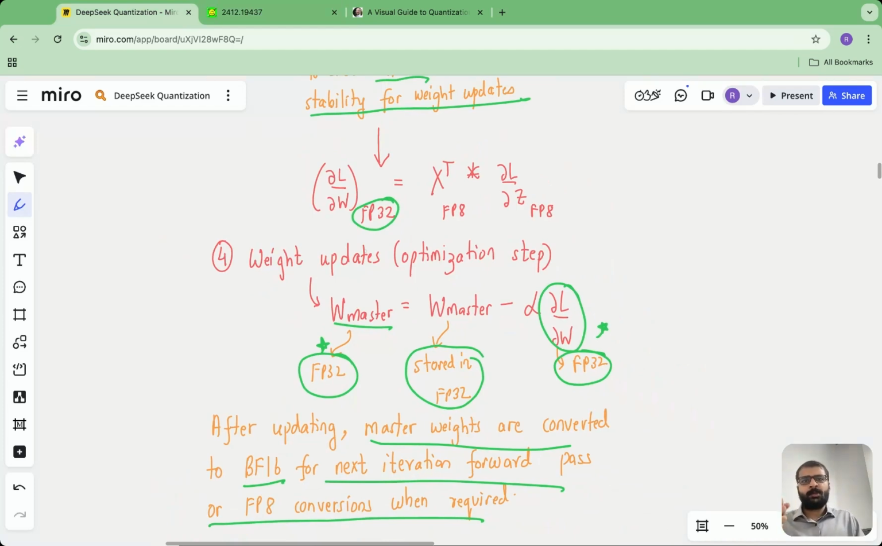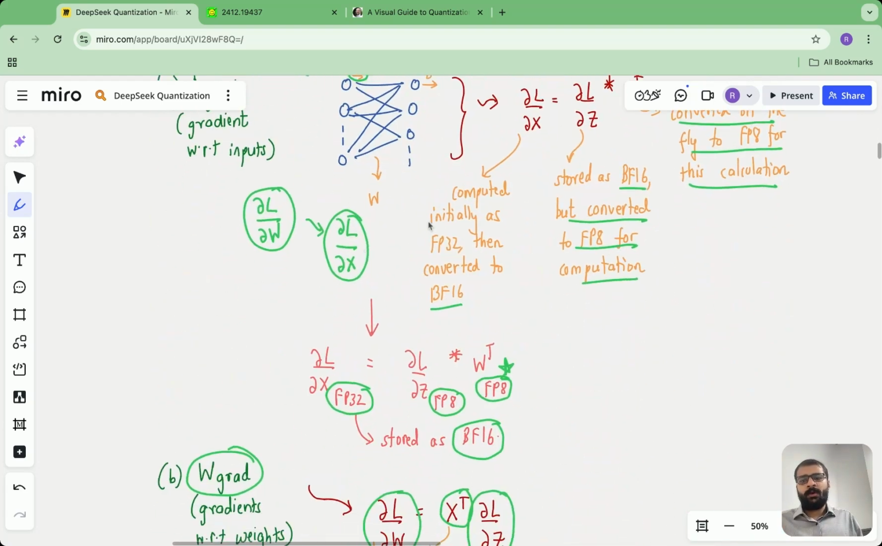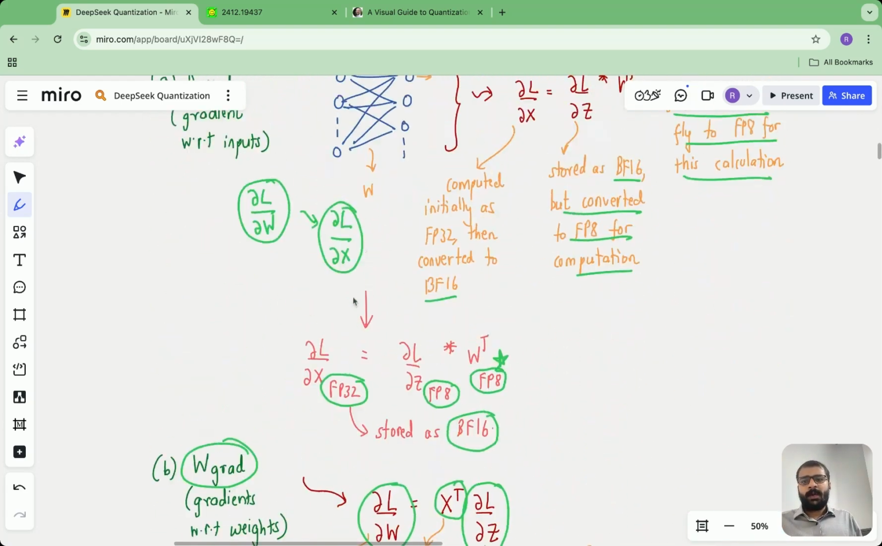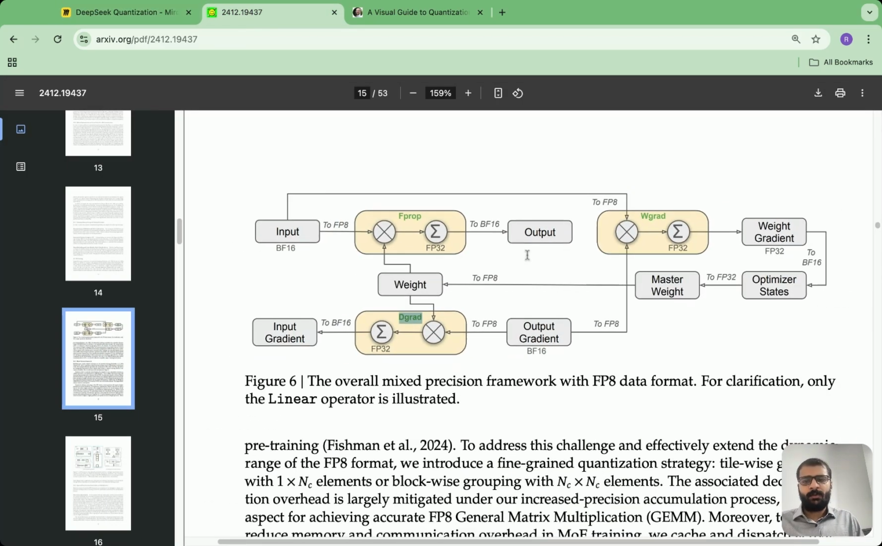Okay, so this is how different parameters are stored in different quantized formats when we are doing the forward pass and when we are doing the backward pass. Okay, so now I hope that when you look at this figure, Figure 6, you will completely understand what's going on. If you directly look at this figure, it's very difficult to understand. But now, when you look at it, you will understand what the mixed precision framework actually means.